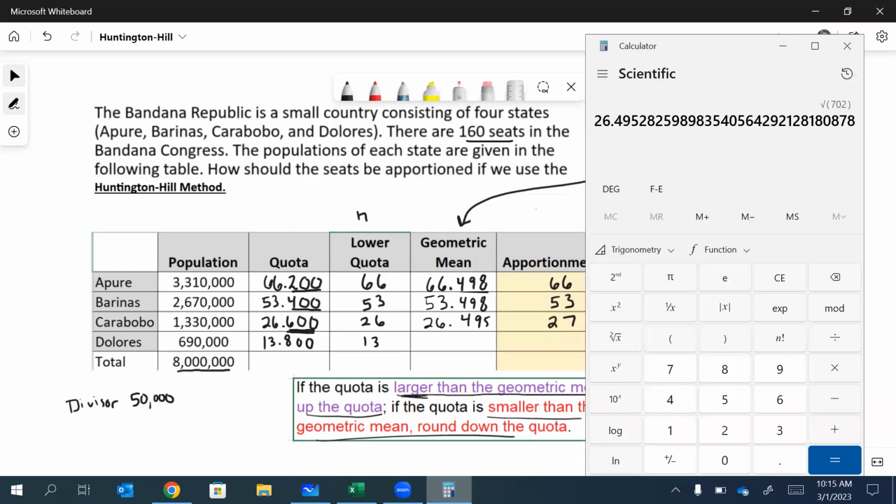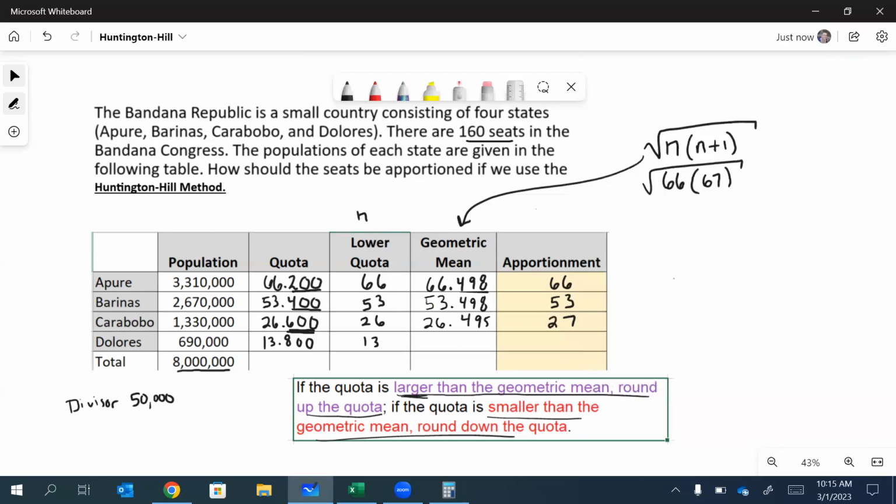Last one, take 13 times 14 and take the square root. It's 13.491. Now maybe you can see why I've written 3 decimal places. It's easier to compare. So 491 versus 800. 800 is larger. The quota is larger. So once again, when it's larger, we're going to round up. We're going to round from 13 up to 14.